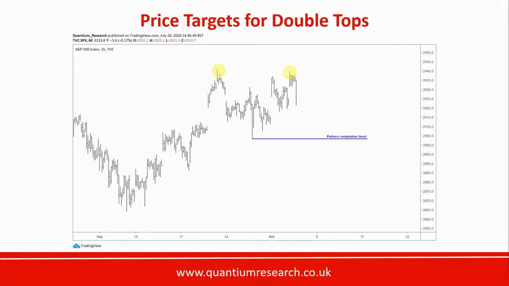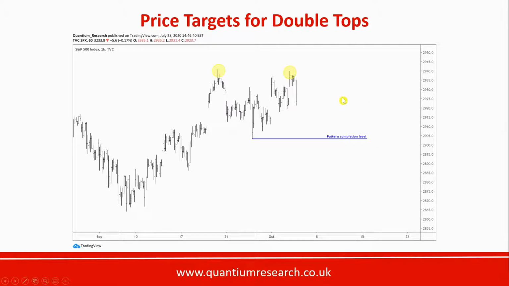So let's have an example here. Price targets can be derived from double top patterns, and we're going to go through an example to demonstrate how. So to start with, we have two peaks which form, and that means that we're looking to that completion level here. We can see that's the bottom area, to see if it turns into a double top. You've got two peaks and you've got the completion area.